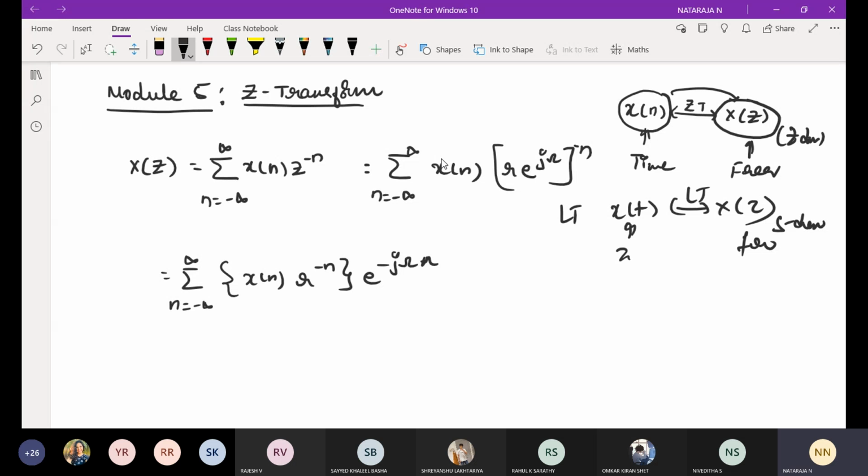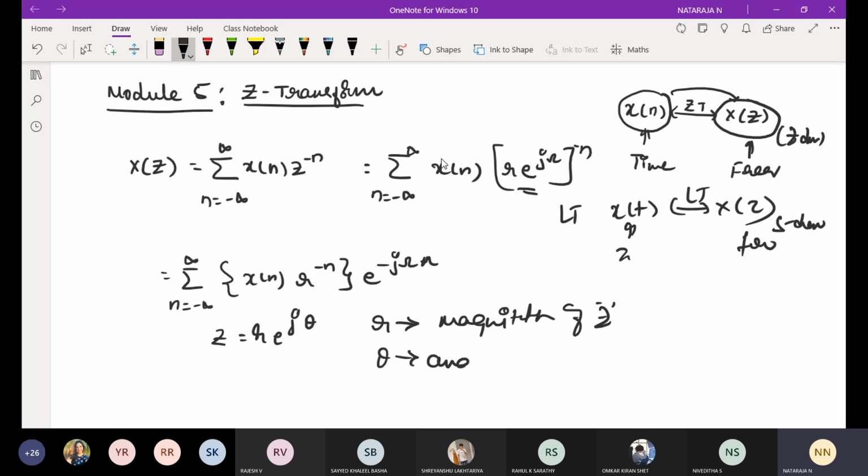Similarly, in the equation we consider z is equal to r into e power j theta. What exactly is this? Here r is the magnitude of z, the magnitude of the Z transform variable, and theta is the angle or frequency of z. Why are we going to use this r and theta? We are going to construct the ROC. There we are going to discuss these things.